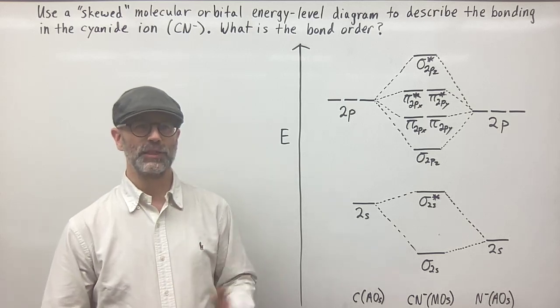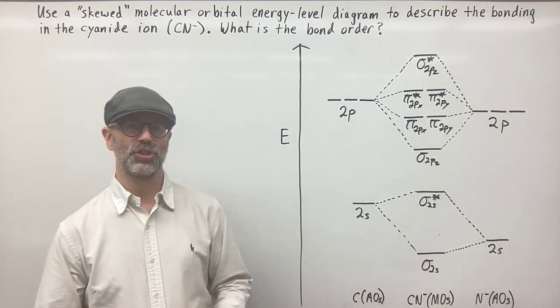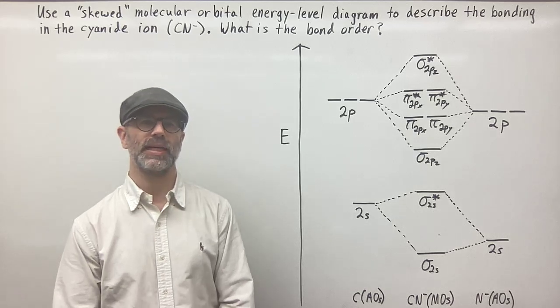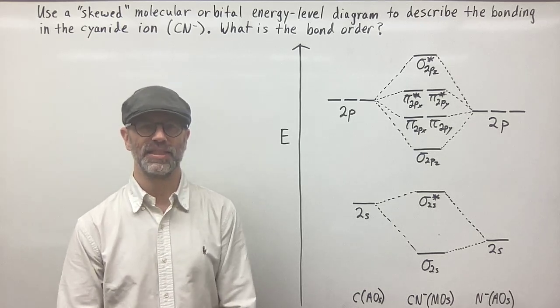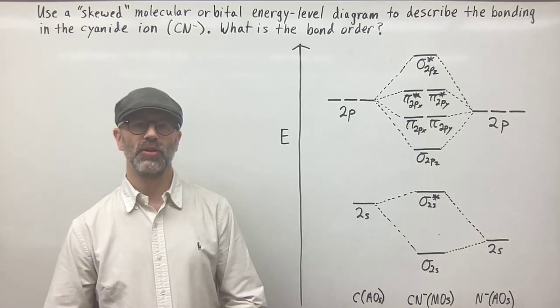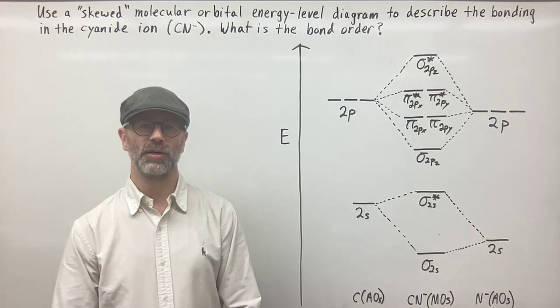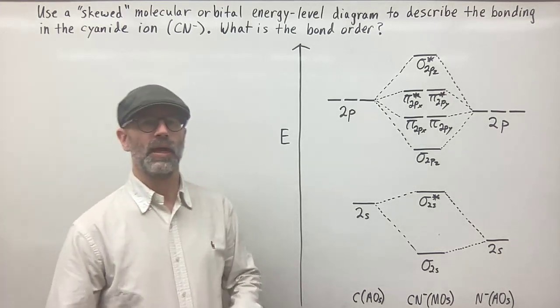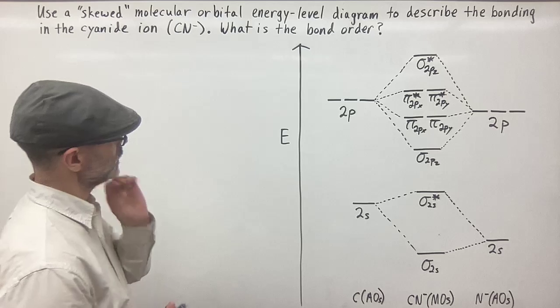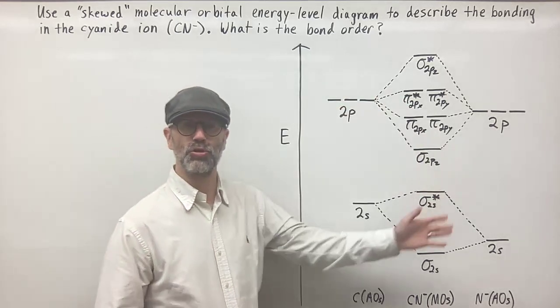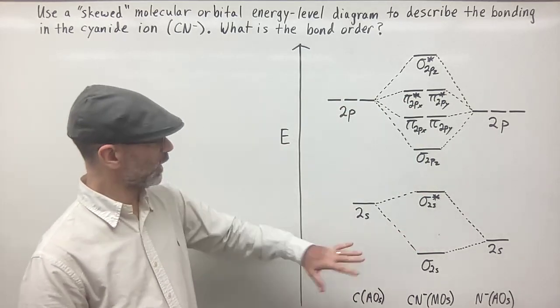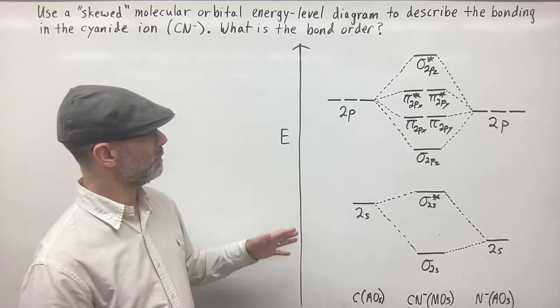So in this first problem, we're asked to use a skewed molecular orbital energy level diagram to describe the bonding in the cyanide ion, CN minus. What is the bond order? Okay, so first of all, we want to start with the skewed molecular orbital energy level diagram here.